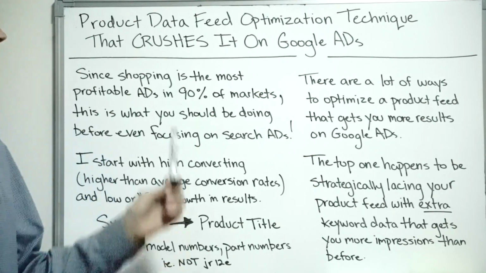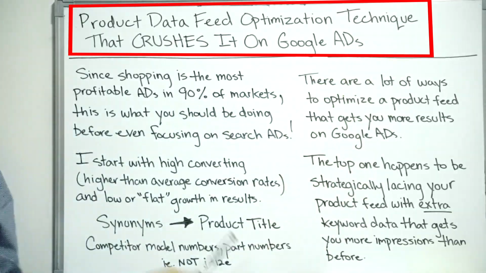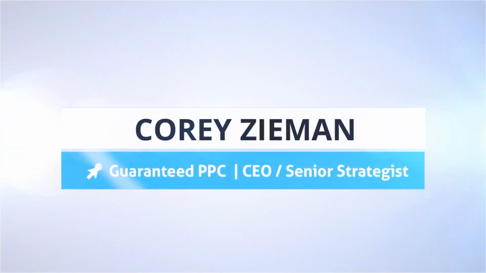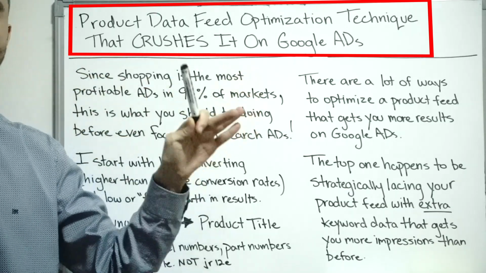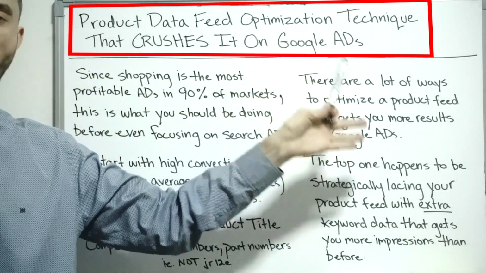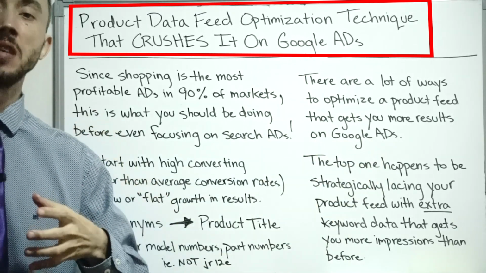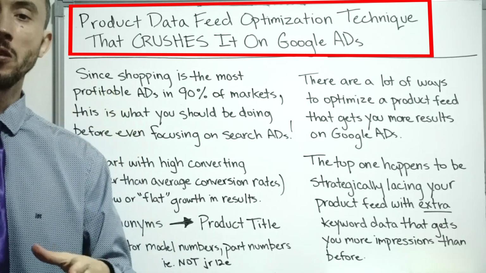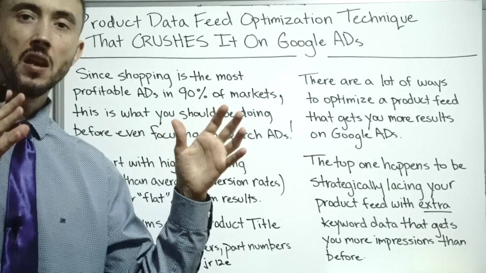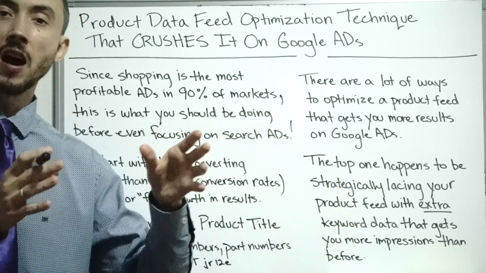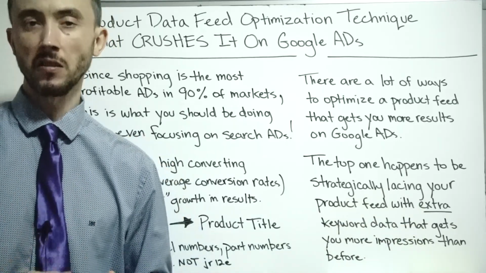Today's video, we're going to talk about a product data feed optimization technique that'll get you tons more money from your Google shopping campaigns on Google Ads. This is your product feed that you normally use to take product data from your e-commerce website, whether that be Shopify or whatever, and get it to Google Merchant Center, which then goes from Google Merchant Center to Google Ads to power your shopping or PMAX campaign.